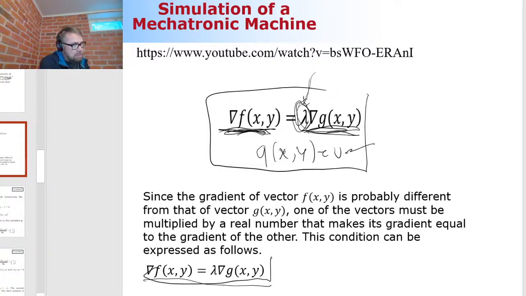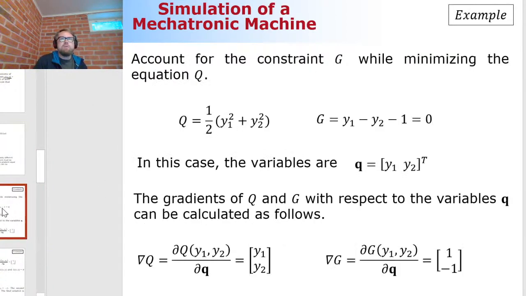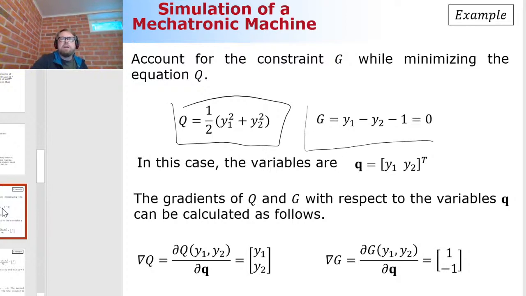Let's try to understand this big mess by using the same example we looked at a little while ago. In that example, this was my original function subjected to constraint. This was my constraint. Now you see that the variables that I'm dealing with are y1 and y2. Okay, so let's solve this problem by using the new technique we just learned.